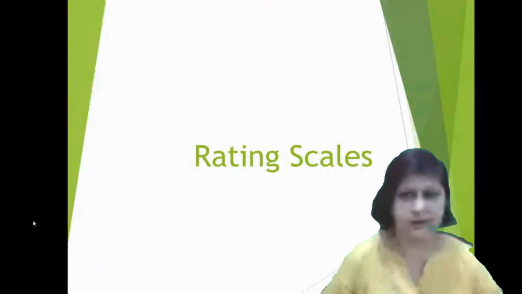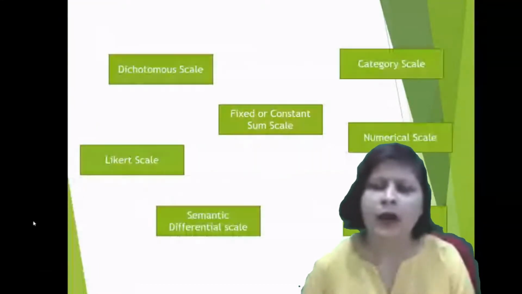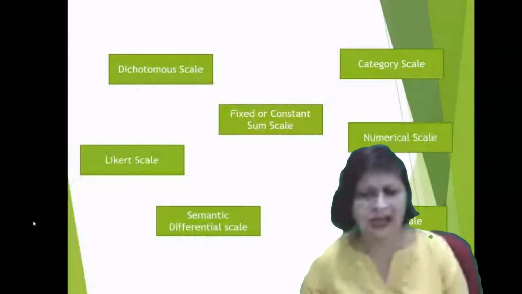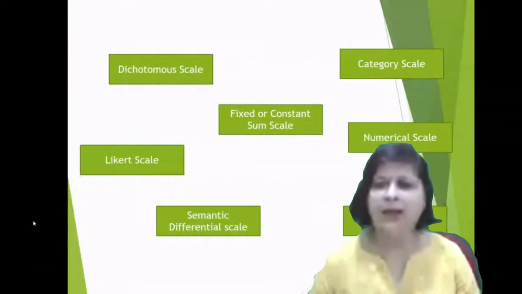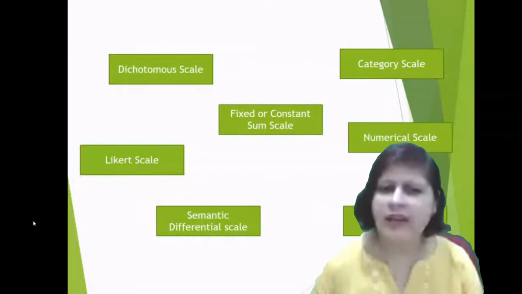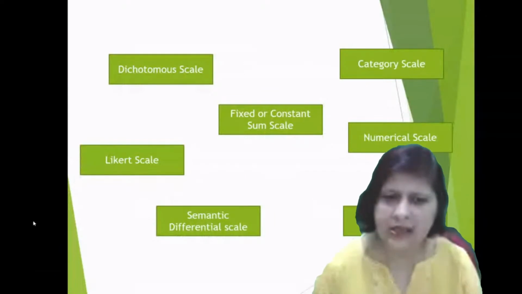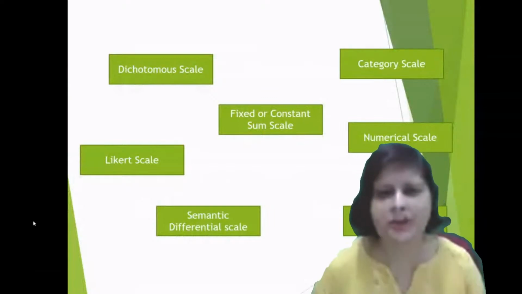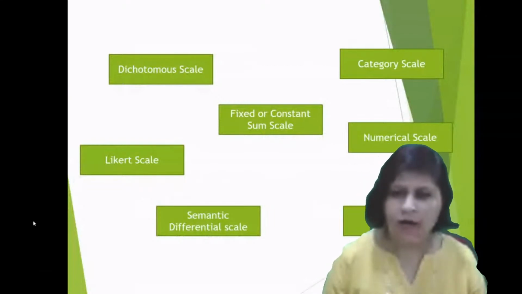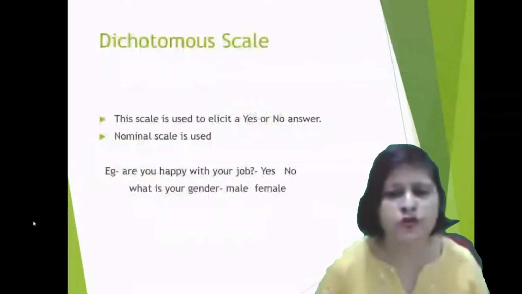Rating scales. What is a rating scale? We discussed scales in our previous lectures. Today we will discuss rating scales. There are various rating scales like the dichotomous scale, category scale, fixed or constant sum scale, Likert scale, semantic differential scale, numerical scale, and the staple scale. All these are rating scales. Rating scales means that we have to rate something; we have to choose the options.